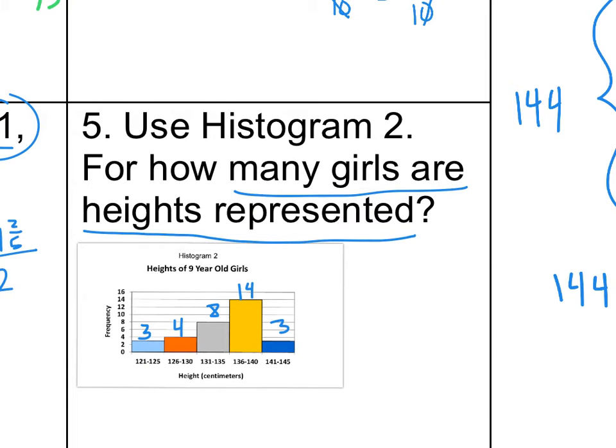And since it wants to know how many girls our heights represented, we would need the total number of girls. So we've got 7, 15, then let's see, 25 and 4 is 29, and another 3 is going to be 32 girls.